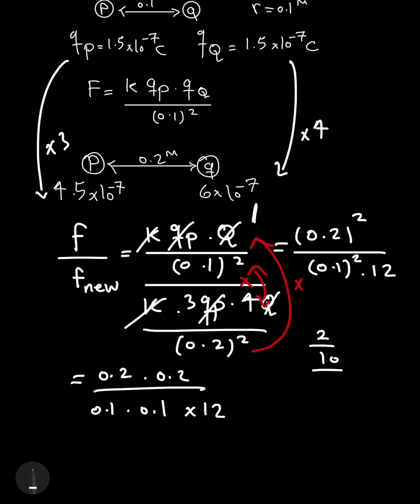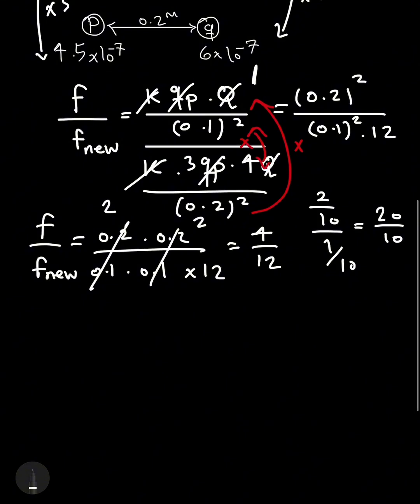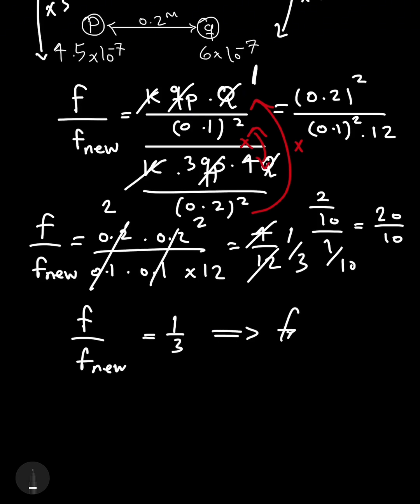Now 0.2 divided by 0.1 is as if you're dividing 2 over 10 by 1 over 10. So you just get 20 over 10, 10 times 2 is 20, divided by 10 times 1, which is 10. So you just get 20 over 10, which is 2, and this one's also going to give you 2 on the top. So you get 4 over 12, and keep in mind, this was equal to the first initial force over the new force that the charges experienced now. So as you can see, 4 over 12 will give you 1 over 3, and that means that the proportion of the old force to the new force is actually 1 over 3.